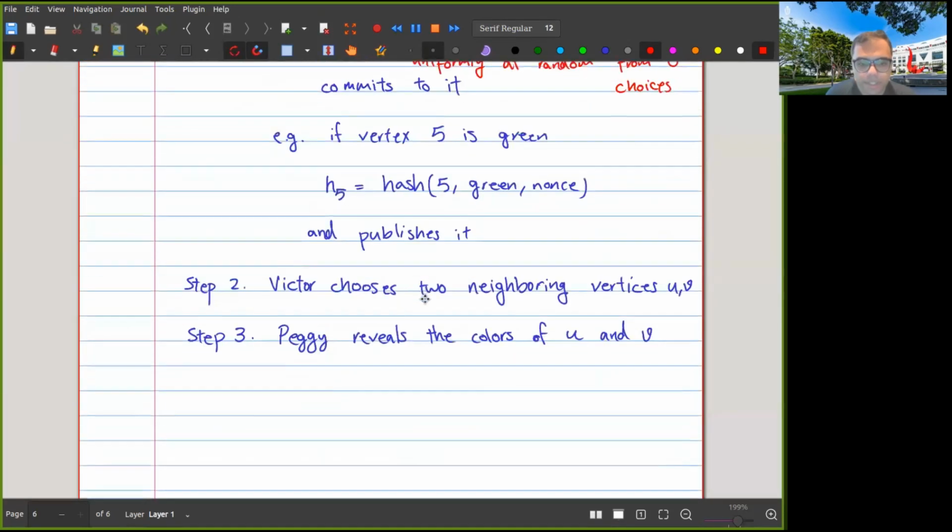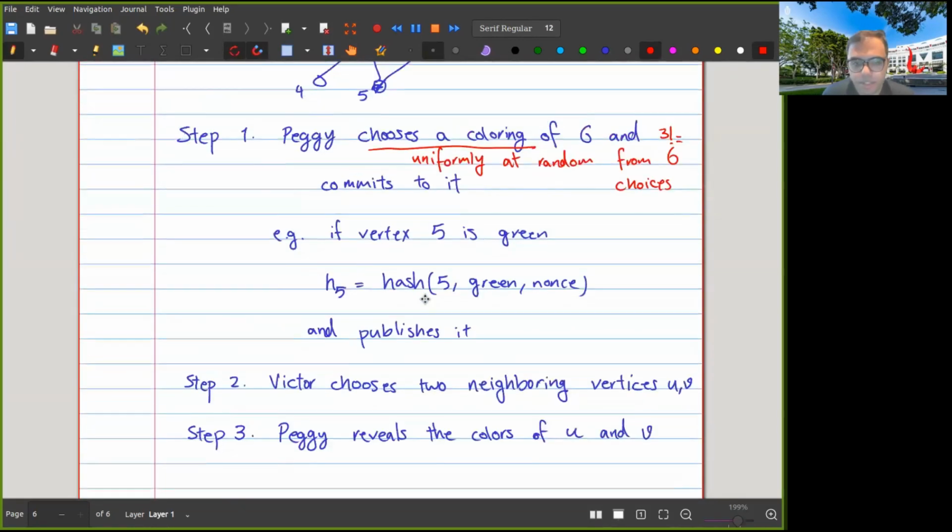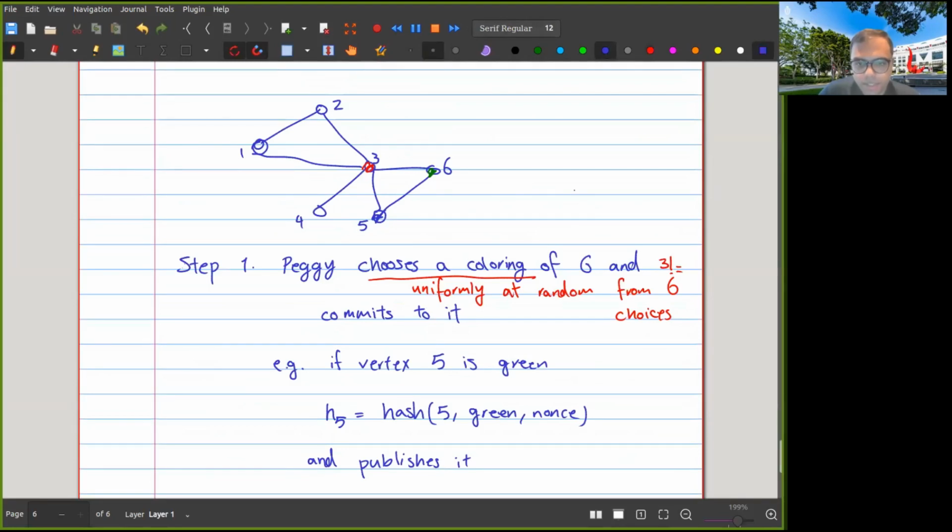Now, if she does this, every time that Victor is asking for 2 neighboring vertices, what kind of information is Victor actually getting, right? So take 2 vertices, take U and V, and their neighbors. Peggy is choosing one of the 6 choices uniformly at random. So what is the probability that U is green? It's 1/3. What is the probability that it's blue? It's 1/3. What's the probability that it's red? It's 1/3. The same for V.